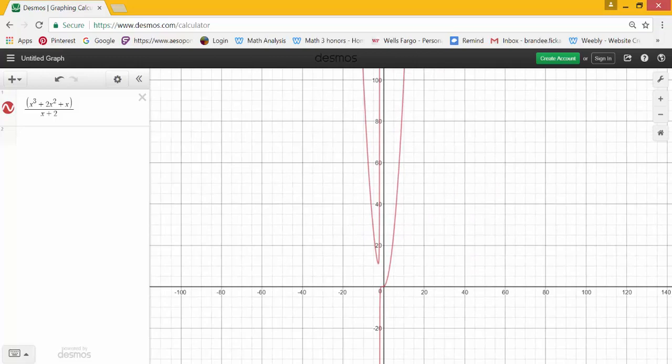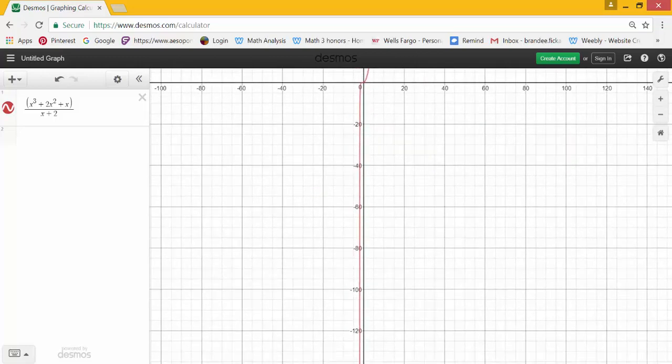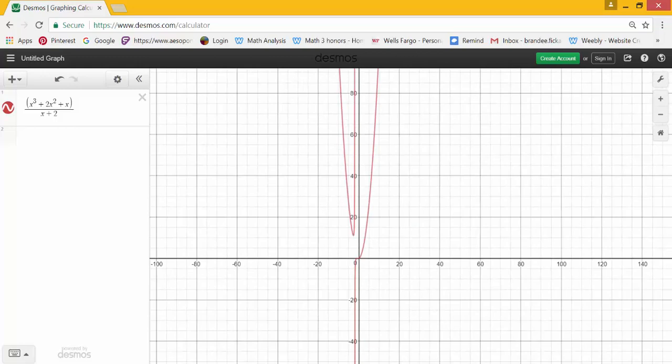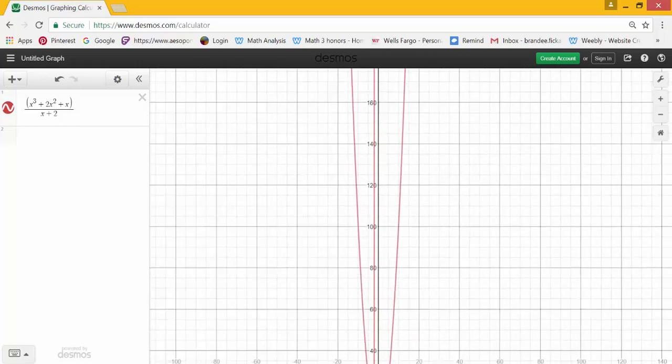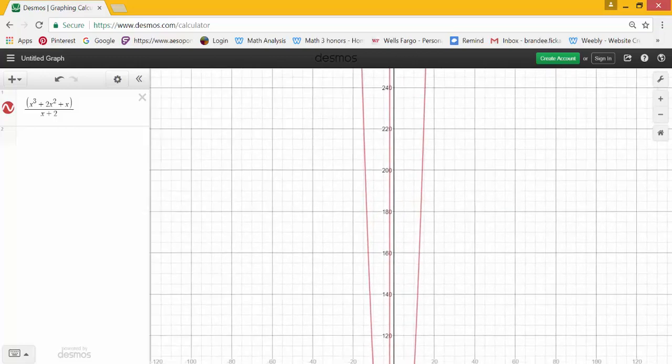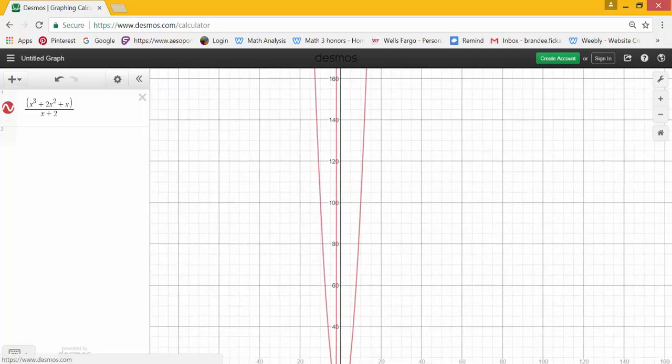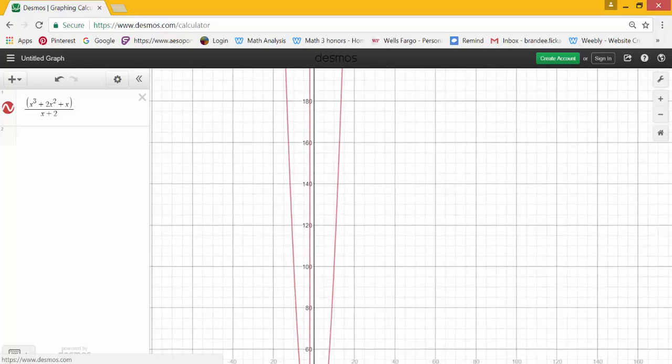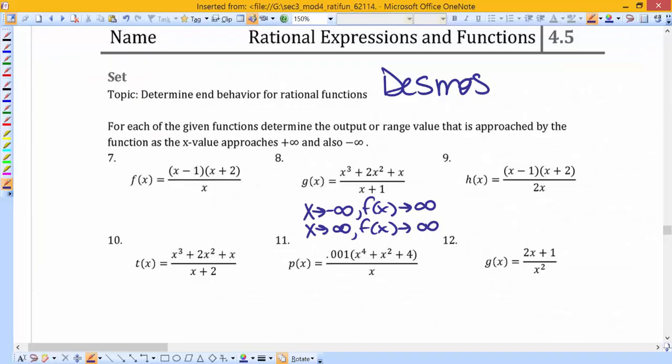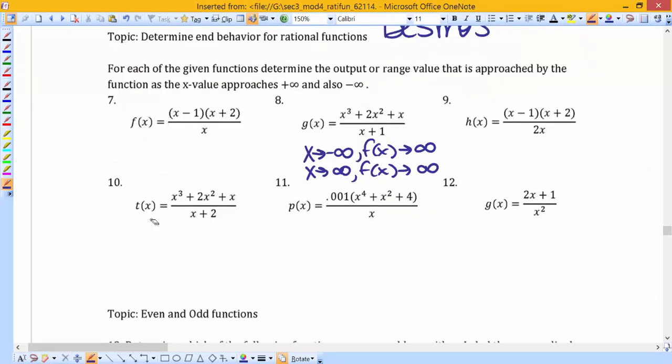This one, the top piece is going out wider than this bottom piece. So as x goes to negative infinity, this is going to infinity. As x goes to positive infinity, this piece right here is also going to positive infinity. It looks weird. Don't worry, we're not going to graph anything quite like this. This is really just for end behavior.